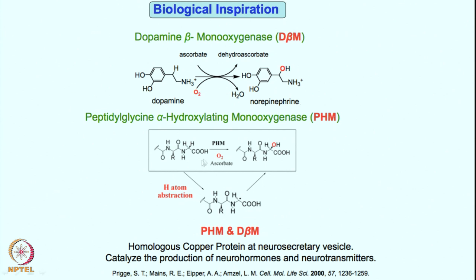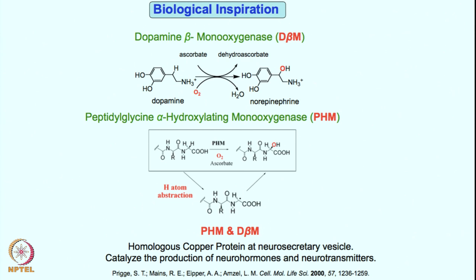In case of PHM, it is the C-terminus backbone of the protein residue, which is getting hydroxylated selectively by using the active copper oxygen species. Now, both PHM and DBM are homologous copper proteins, so what is true for one enzyme is going to be true for the other one, and they reside in the neurosecretory vesicle. By catalyzing this hydroxylation process, they actually help in the production of neurohormones and neurotransmitters.